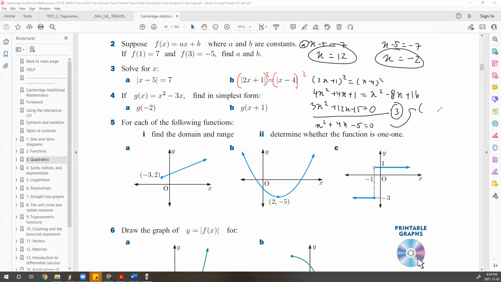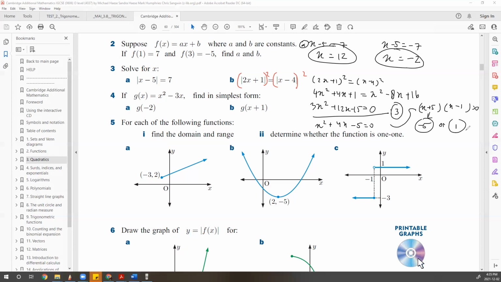Just do the factorization part, right? So x plus 5 and x minus 1. That's it. So -5 or 1. Done for part 3, part B.